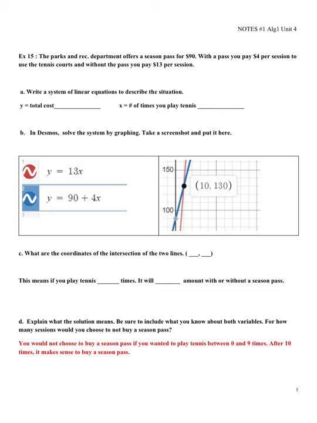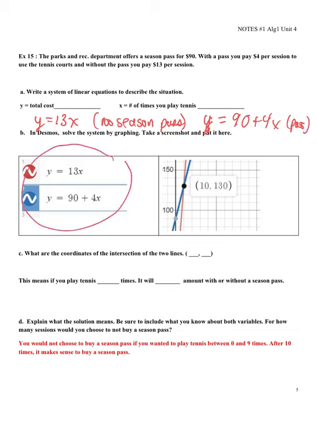Okay, so you're going to write a system, okay? Y is equal to the total cost and X is equal to the number of times you play. So Y is equal to 13X. This is for when you have no season pass. When you have a season pass, Y is equal to 90 plus 4X. That's when you have a pass. Okay, now if you bring both equations into Desmos, then you will see that the point of intersection is 10, 130. But what does that mean?